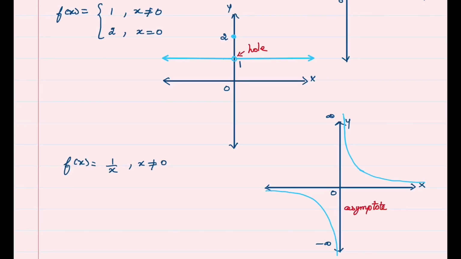Therefore, a function f of x is said to be discontinuous if it has a hole or a jump or an asymptote in its domain. All these three functions are discontinuous at x equal to 0. Therefore, if the graph of f of x has no holes or gaps or asymptotes at a point x equal to c, then we say that f of x is continuous at x equal to c.